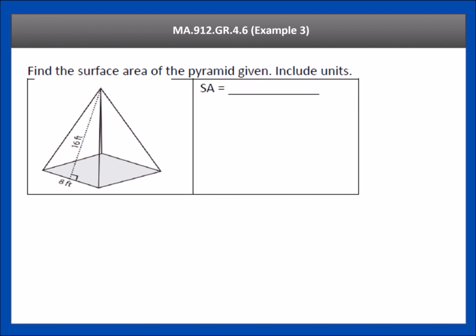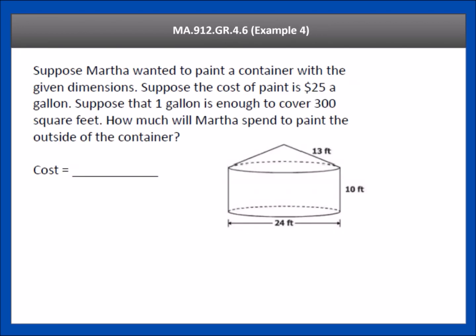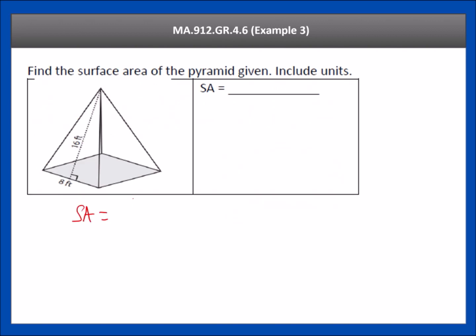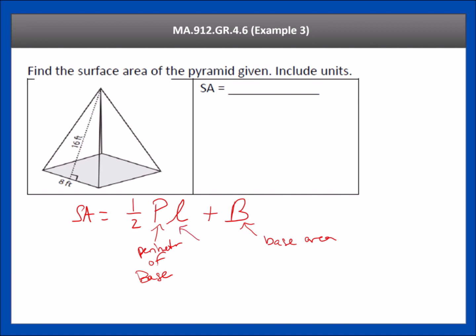All right, so the surface area of a regular pyramid is 1/2 P times L plus B, where B is the base area. P is the perimeter of the base. We'll say the perimeter of the capital B base. And then the L is the slant height of the pyramid. So this is the slant height, and 16 is the slant height.